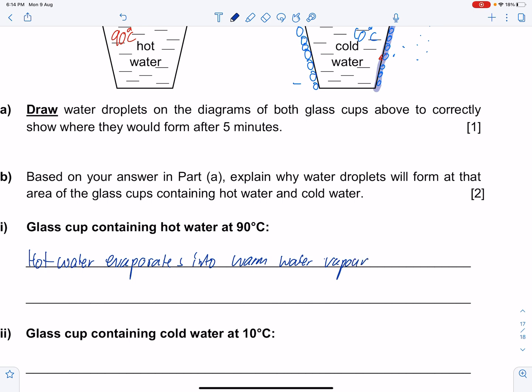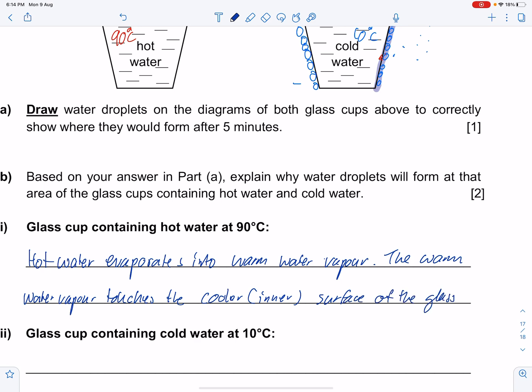Okay, then the warm water vapor would touch the cooler inner, please remember to put the word inner, surface of the cup, loses heat, and condenses into water droplets. So this is a very classic answer.